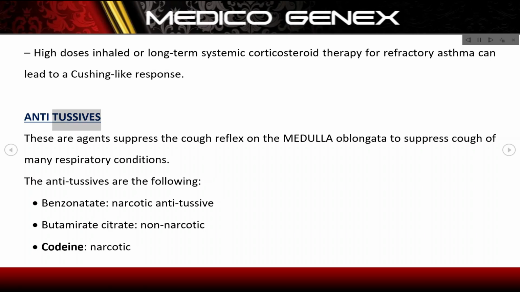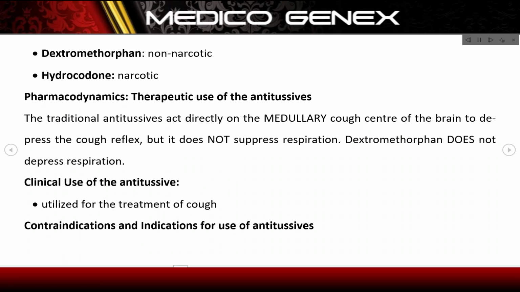Antitussives: these are agents that suppress the cough reflex in the medulla oblongata to suppress cough of many respiratory conditions. The antitussives are the following: benzonatate, non-narcotic; butamirate citrate, non-narcotic; codeine, narcotic; dextromethorphan, non-narcotic; hydrocodone, narcotic. Pharmacodynamics: therapeutic use of the antitussives.